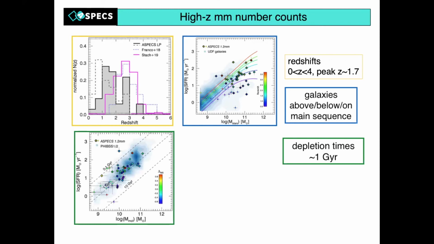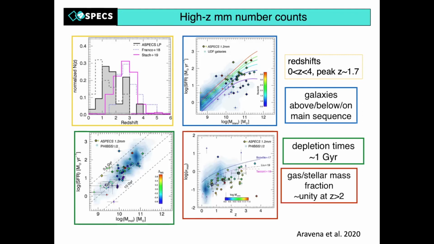So in the third panel, we show the star formation rate of the ASPECS galaxies as a function of the molecular gas mass. So on average, we derive gas depletion timescales of about 1 Gyr, similar to the PHIBSS survey. So in that sense, it's pretty consistent with what other surveys have been finding.